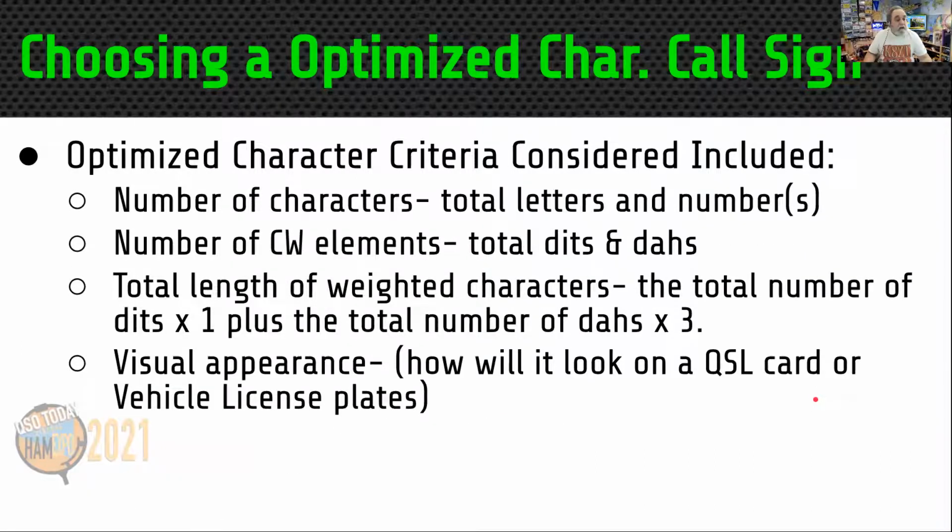Other criteria for optimized characters include the number of characters, the total letters and numbers, and the number of CW elements. Even though you might have the same number of letters in your call sign, it can be substantially shorter with shorter CW element characters. That would be the total number of dits and dahs. The total length of weighted characters, this is where we weight the dahs as being 3 times more time consuming than the dits. The visual appearance: how will it look on a QSL card or a vehicle license plate for that matter?